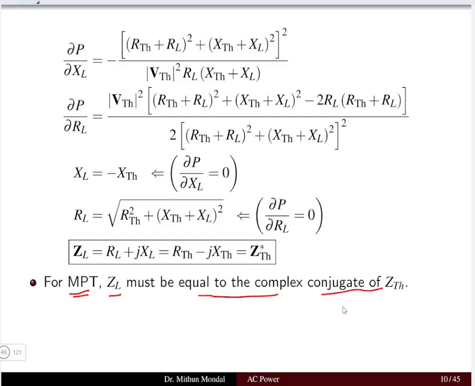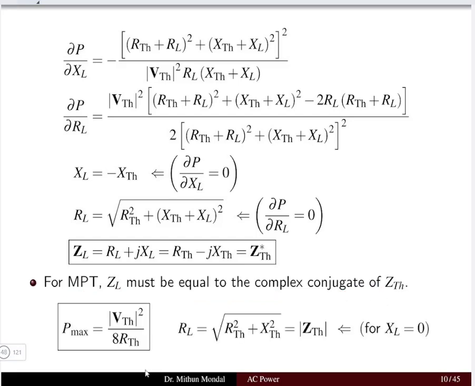Now the maximum power: if you remember, we discussed in the DC part that the maximum power is equal to V Thevenin square divided by 4 times RL. We had this equation derived. Now here the maximum power is equal to V Thevenin square divided by 8 times R Thevenin, and we are taking the magnitude of V Thevenin because here we will have a complex quantity.